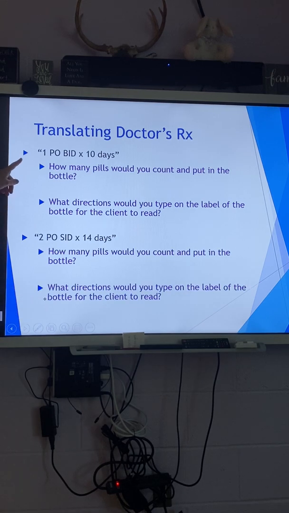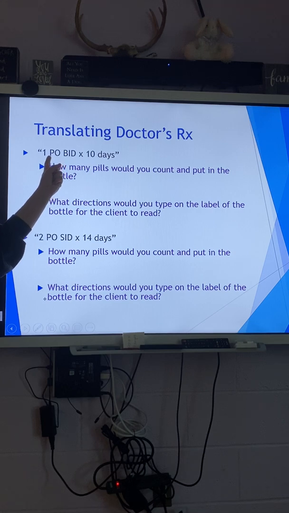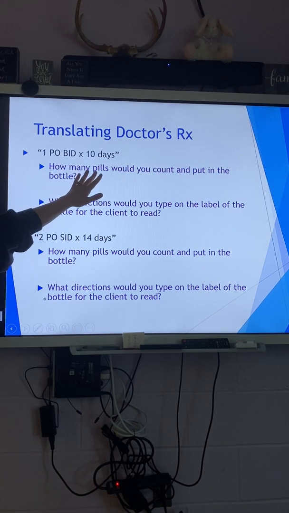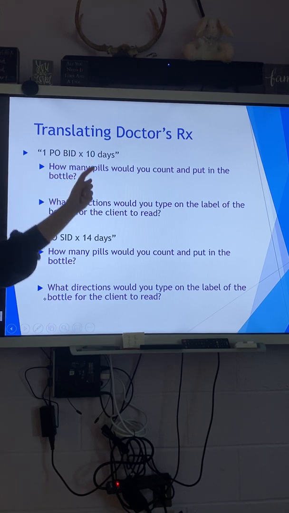The first one is 1 PO BID for 10 days. So if you think in your head, I've got 1 tablet, I'm gonna give it how? By mouth. BID, how many times a day is that? Twice a day. For how many days? 10. So what math that would be is 1 times 2 times, how many is that?